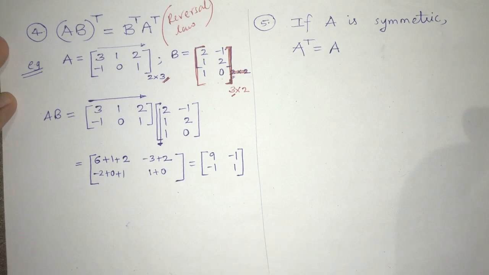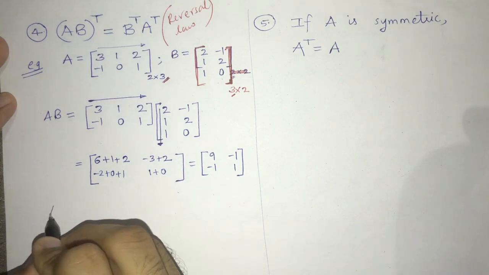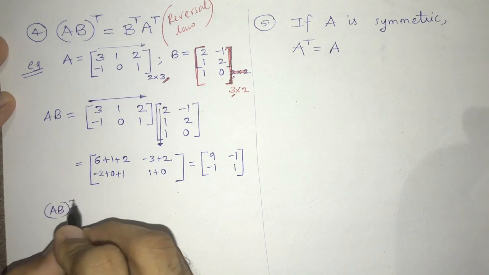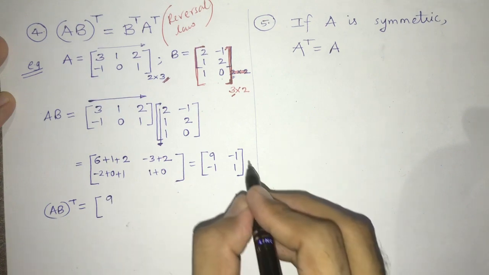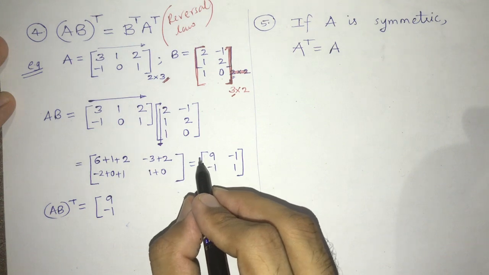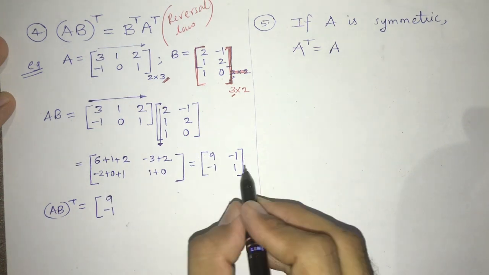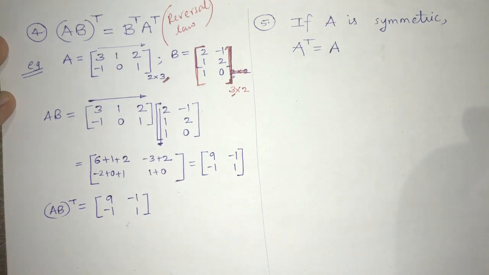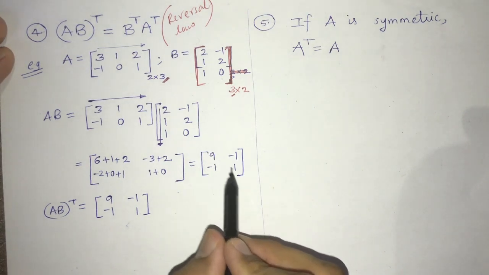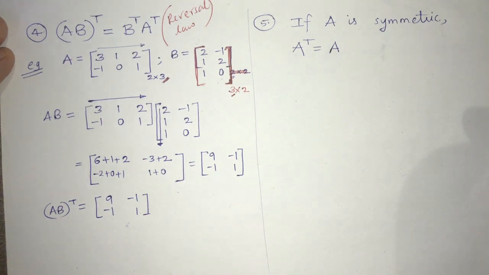Okay, we'll be needing the transpose of AB. So AB transpose is going to be 9 minus 1. First row will become first column, second row will become second column. Since AB and AB transpose are the same, it is a symmetric matrix. This is the diagonal mirror image. So the transpose is going to be same as the matrix in case of symmetric matrices.